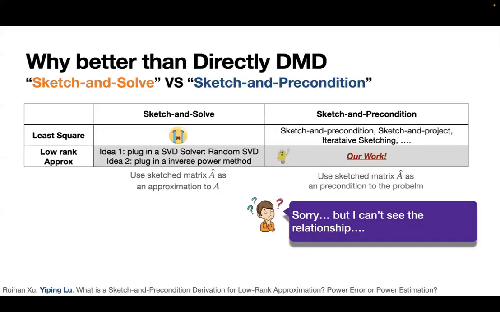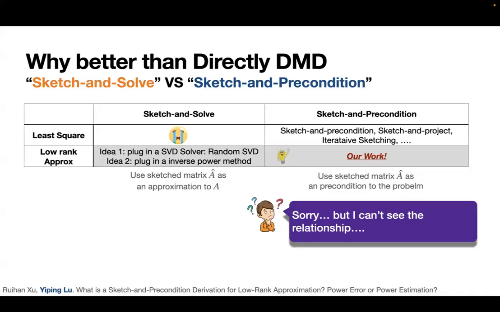This is how I would like to summarize my work in the literature. In all the literature, for the eigenvalue problems, they just do sketch and solve, which is that I have a random projection of the matrix and directly solve the SVD on the random subspace. But today I would like to do sketch and precondition. I use the approximate solver just like a preconditioner, but I don't use it as an approximate solver.